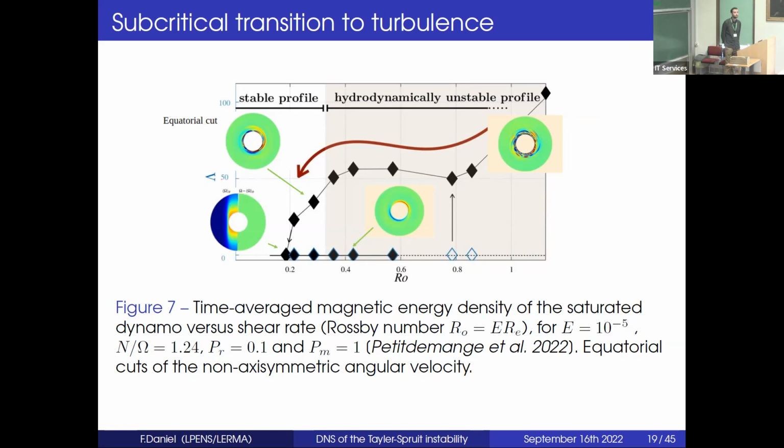Nice talk. Thank you. Is it on? Okay, I'll talk louder. So you have two branches here, and you said the upper branch is the Taylor instability, so wave number 1. What is the lower branch?